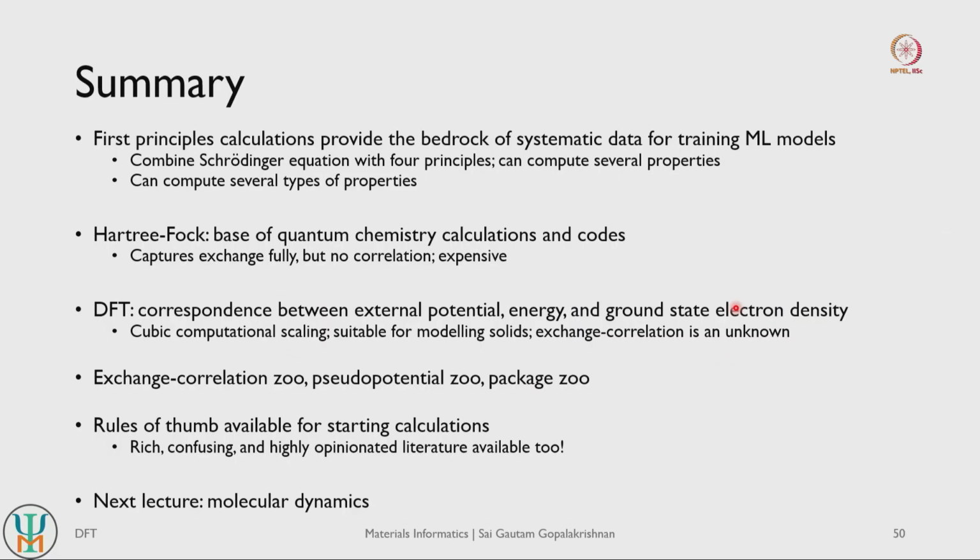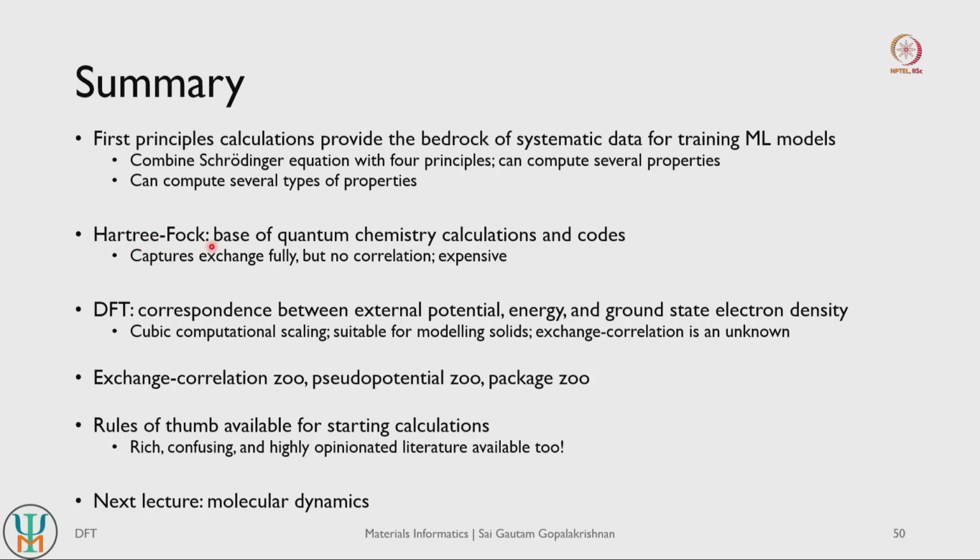With that, let us summarize our series of lectures on density functional theory. First principles calculations basically provide the data, the fuel for training most modern machine learning models. They combine the Schrodinger equation with four principles: the Born-Oppenheimer approximation, Pauli's exclusion principle, the Hohenberg-Kohn theorems, and also the variational principle. DFT is quite a powerful tool. It can compute several types of properties as well.